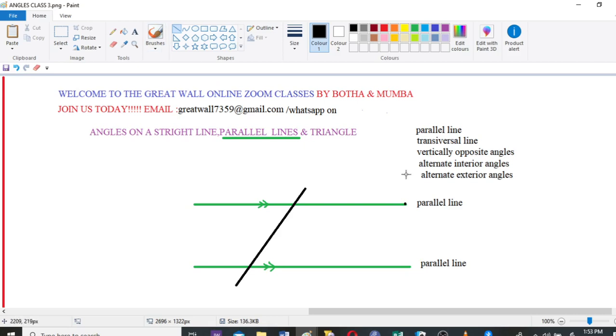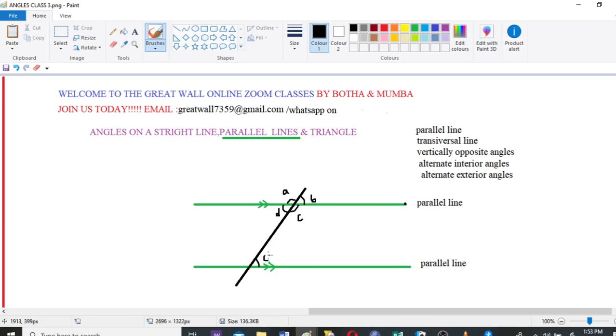So what else do we have? What angles are formed? Quickly, let's name this angle here. Let's name this to be angle A. This one here to be angle B. This one here to be angle C. This one here to be angle D. Now we can name this one here to be angle E.